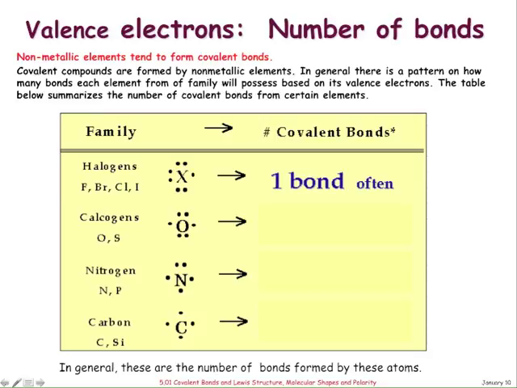The chalcogen, or the oxygen family, has 6 valence electrons. 2 of them are unpaired. So oxygen prefers 2 bonds. It can have 3, but it prefers 2 bonds. Nitrogen has 5 valence electrons. 3 of them are unpaired. It prefers 3 bonds. Nitrogen can have 4, but it prefers 3 bonds.